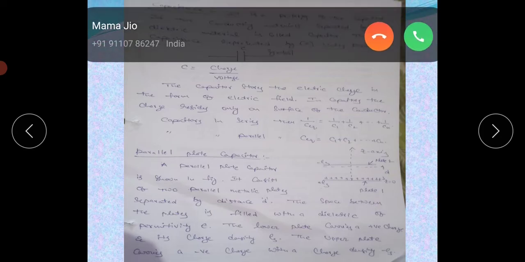So we know that a capacitor is nothing but two conducting surfaces separated by a dielectric material. Here plate 1 and plate 2 are conducting materials. So between these conducting plates, a dielectric material is filled. This dielectric material permittivity equals epsilon.